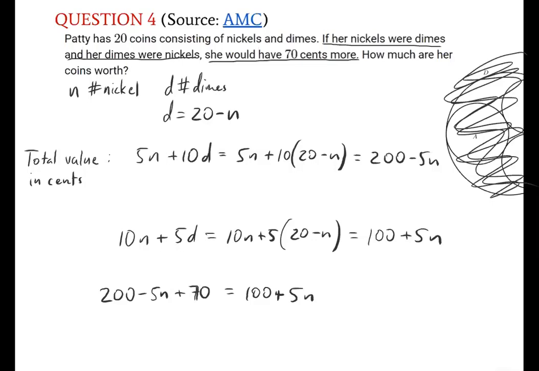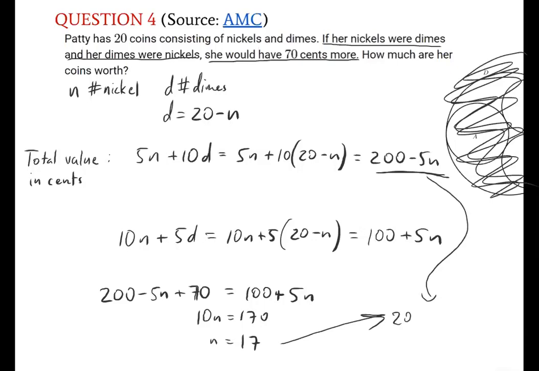So you can solve for n, move everything to one side, you'll get that 10n is equal to 170, and that means that n is 17. Now you can plug in the n into this thing. 200 minus 5 times 17 is equal to 115 cents. And that is how much money she has.